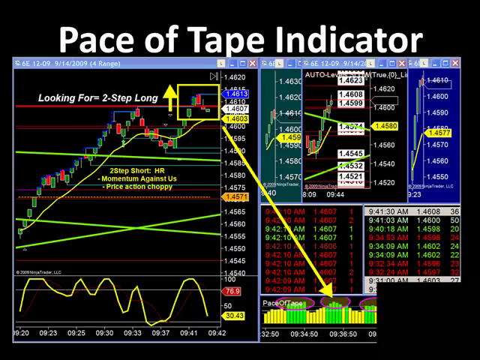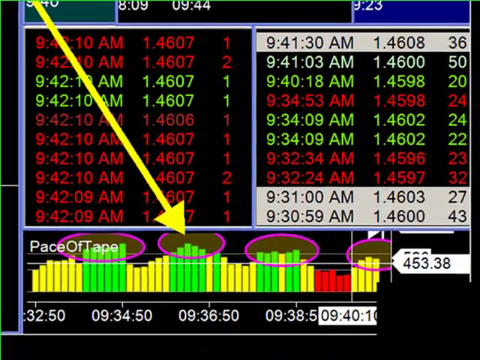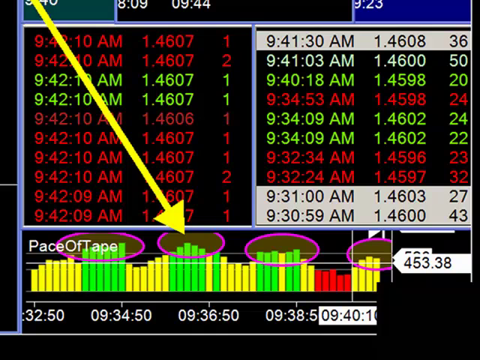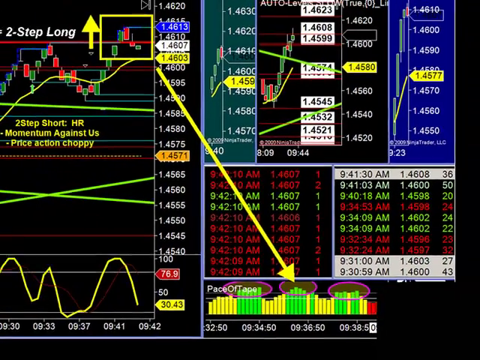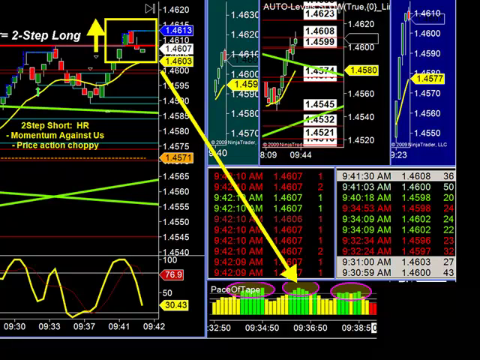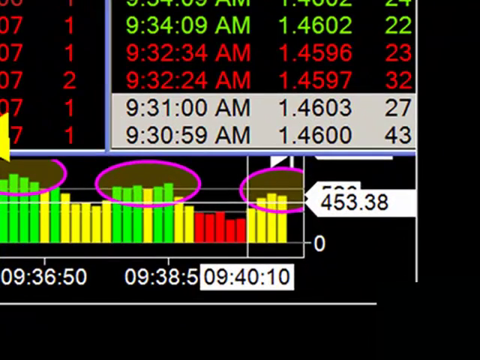Here's another pattern, right? This, of course, double tops, triple tops. This pattern here, we were looking for a two-step long in this example here on the euro, but of course we decided to stay away from the two-step long because we saw a pattern of decreasing price action, and we already knew by looking at our pace of the tape, and you can see it right here, yellow to green, yellow to green, yellow to green, then down to red. We knew by simply looking at the pace of the tape that we had choppy price action, right? Up and down, up and down.